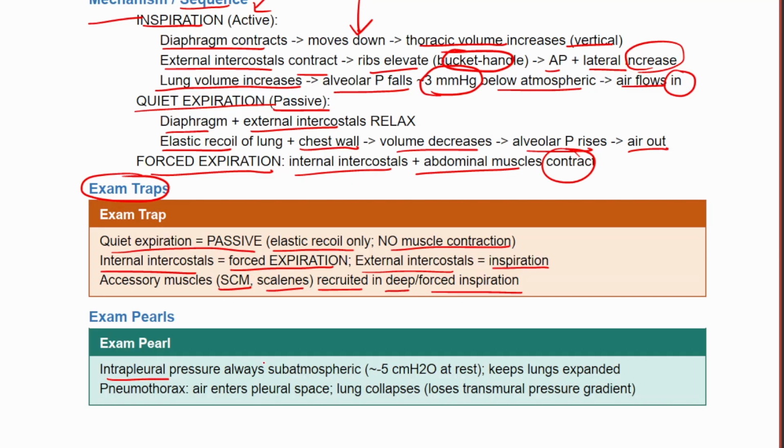Finally, memorize these high-yield exam pearls regarding pleural dynamics. Intrapleural pressure is always subatmospheric, measuring around -5 cm of water at rest, which is the mechanical force that keeps the lungs expanded. If a patient develops a pneumothorax, air enters the pleural space, causing the lung to lose its transmural pressure gradient, which leads directly to a collapsed lung.